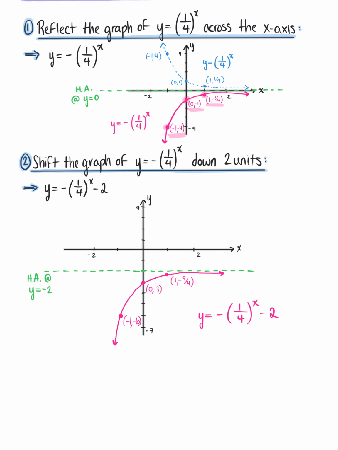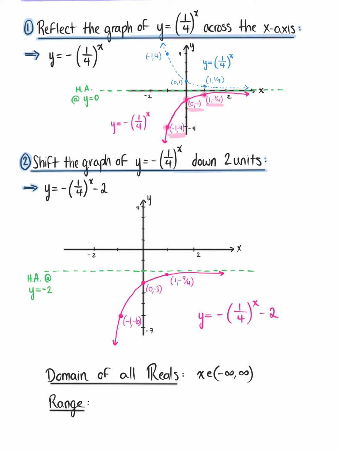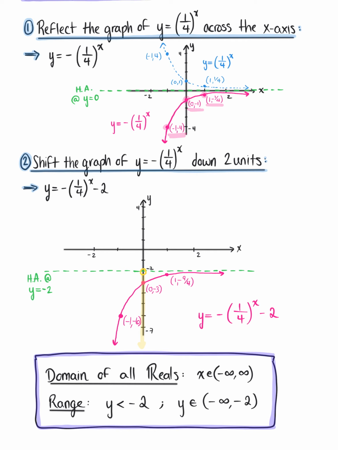Now, from this final graph of the desired function, -(1/4)^x - 2, we can see that we have a domain again of all real numbers. There are no restrictions on this exponential function. We can also see that for the range, y is going to be strictly less than -2. Or in interval notation, y is an element of the interval from negative infinity to -2. Making this our beautiful final answer.